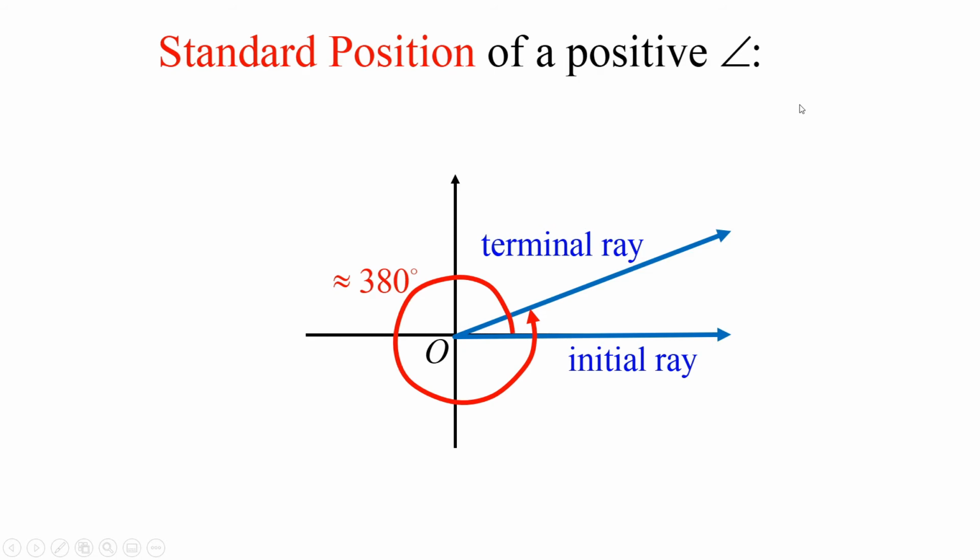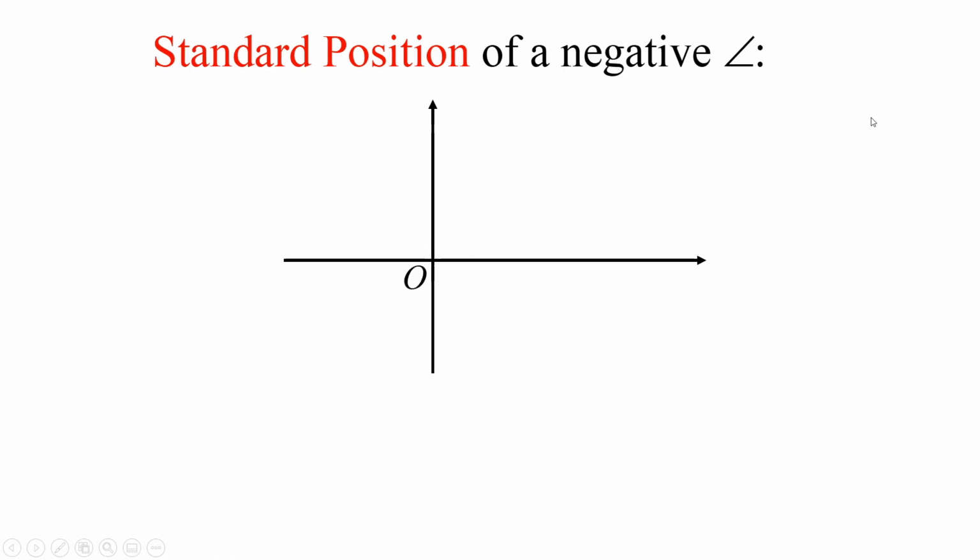Now, watch this. This is called a first quadrant angle because the terminal ray is in the first quadrant. And by the way, that is a first quadrant angle of 20 degrees right there. And 20 degrees and 380 degrees are called coterminal angles. They are 2 different angles that have the same terminal ray.